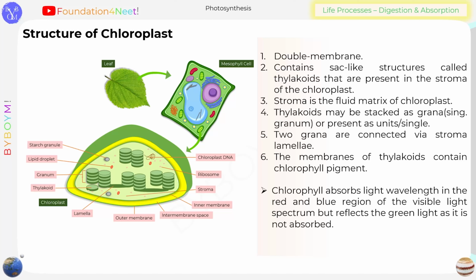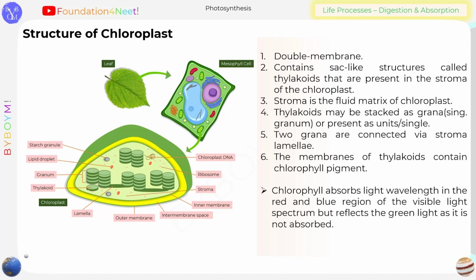A typical chloroplast is a double membrane structure. Now mitochondria and chloroplast are both double membrane structures, and they are called semi-autonomous organelles because they have their own DNA and they have their own ribosome. They have their protein making machinery and they have their own DNA.